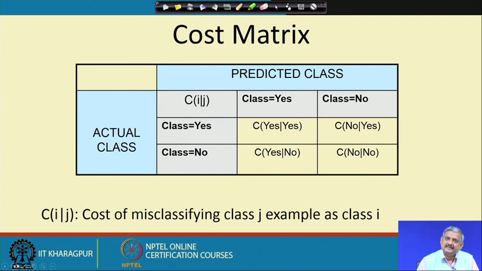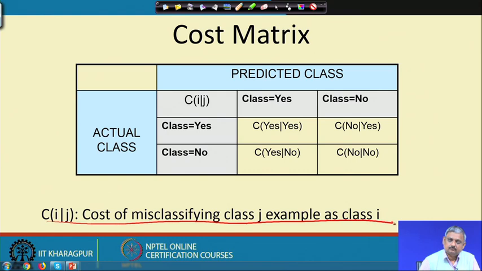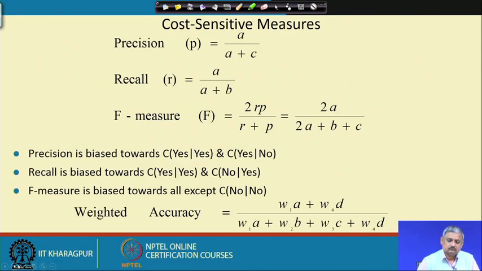So, I introduce another matrix called a cost matrix, the cost of each type of error. So, C is the cost. This is what I want. Now I can have several cost sensitive measures using the cost matrix as well as the confusion matrix. You may assume uniform cost also.